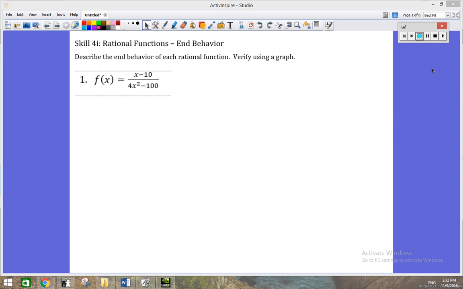Alright, so I think I'm recording. Let's take a look at these problems. They're asking us to determine the end behavior of the graph of rational functions.